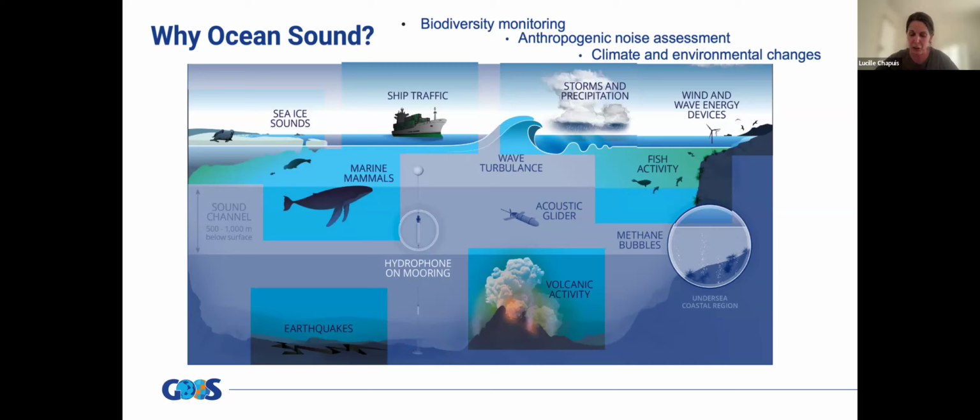Secondly, human-made noise like shipping, construction, and other human activities contribute to increasing amounts of underwater noise, now recognized globally as a pollutant. And finally, climate and environmental change. Sound can reveal physical processes related to wind, rain, sea ice, and even iceberg carving. So the Ocean Sound EOV gives us a unified framework to capture these signals consistently across the globe. Next, please.